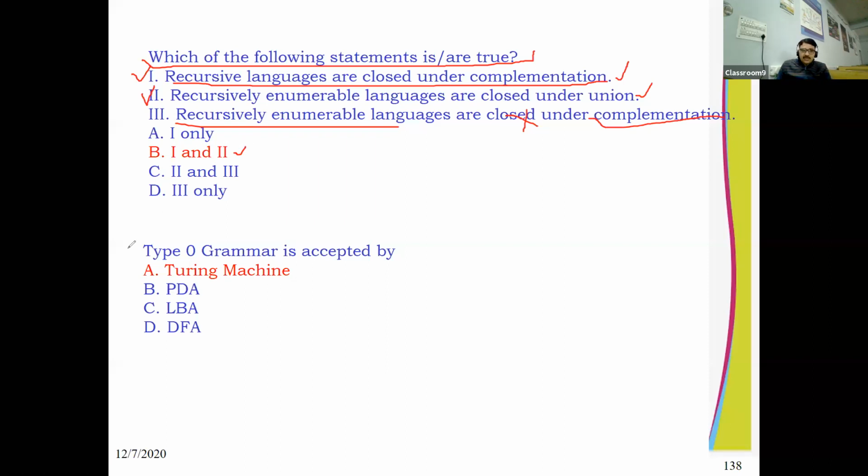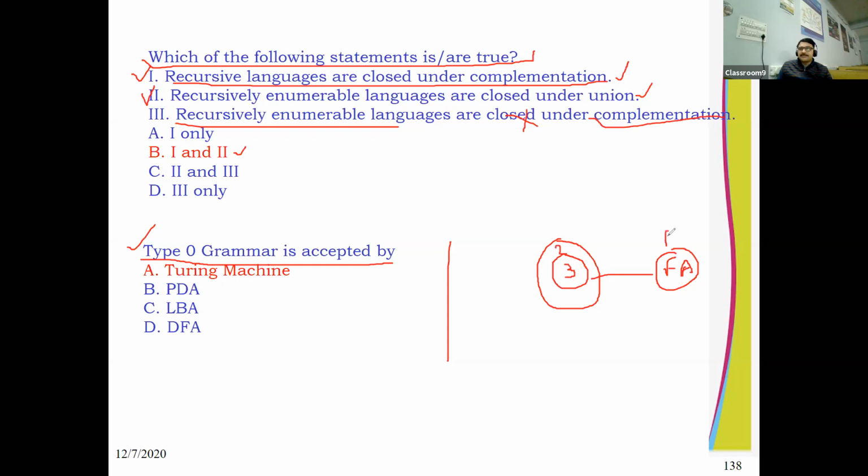Now this question: type 0 grammar is accepted by Turing machine, PDA, LBA and DFA. So for this grammar and the automata, I would like to discuss the Chomsky classification. If your grammar is type 3 grammar, then this grammar is accepted by finite automata. We have already discussed in detail the Chomsky classification. Sorry, extremely sorry, it was wrongly posted here. This is type 3, finite automata. If I talk about type 2 grammar, it is accepted by PDA, pushdown automata.